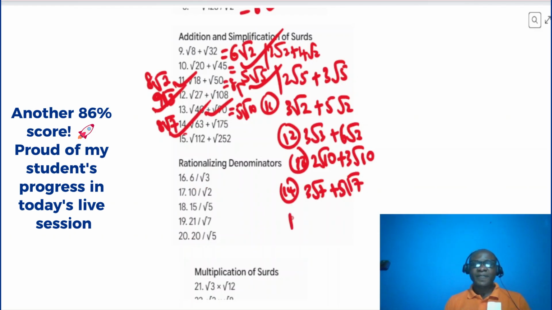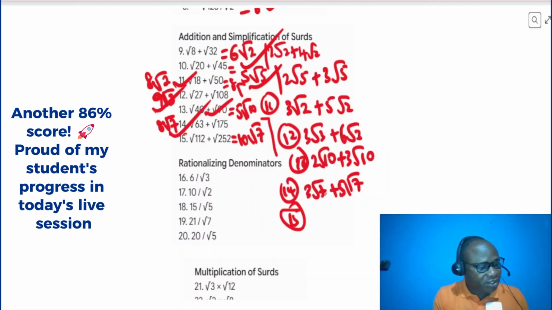10 root 7. Is that what you said? Yeah. Okay, let's see. 252. What number did you use to simplify 252? 36. 252 divided by 36 will give us 7. Okay, that is correct. Square root of 36 is 6, so 6 root 7.